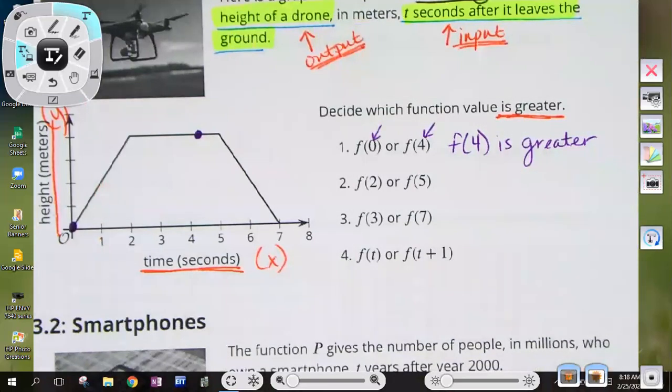All right, now we have 2, 3, and 4. I want you to do those on your own, and then we will talk about them together. All right, I'll give you about a minute and a half to finish those next 3.